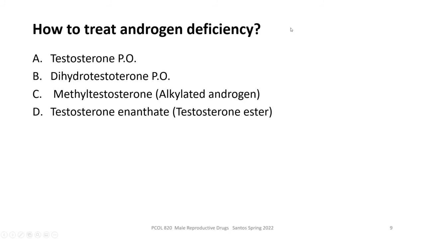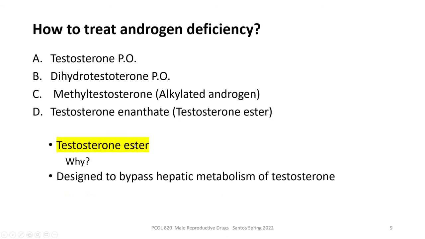So, how to treat androgen deficiency? We just saw that testosterone gives origin to dihydrotestosterone, right? So that could be a possibility. And there's also methyltestosterone, an alkylated androgen. And we have testosterone enanthate, which is a testosterone that has an ester linked to it. So the difference here is the type of testosterone that I'm giving, right? So the answer will be testosterone ester.